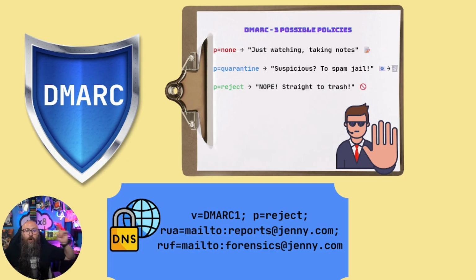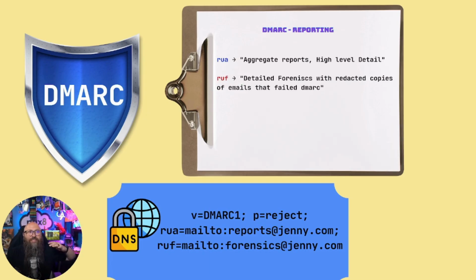And that's what we're saying. But also not only just reject it, we're going to get into this in a second, send me back some mail reports. If you notice in that query, it says RUA equals mail to reports at Jenny, and RUF equals mail to forensics at Jenny.